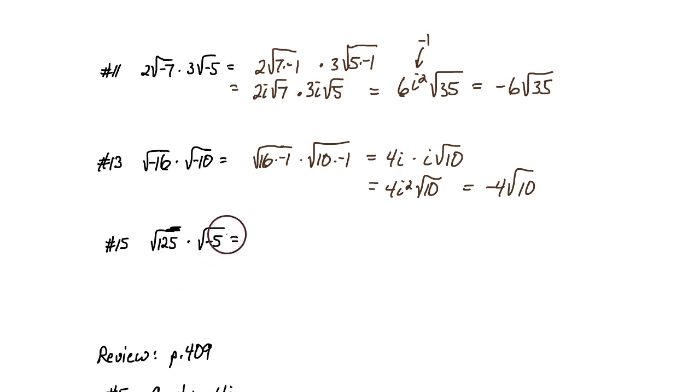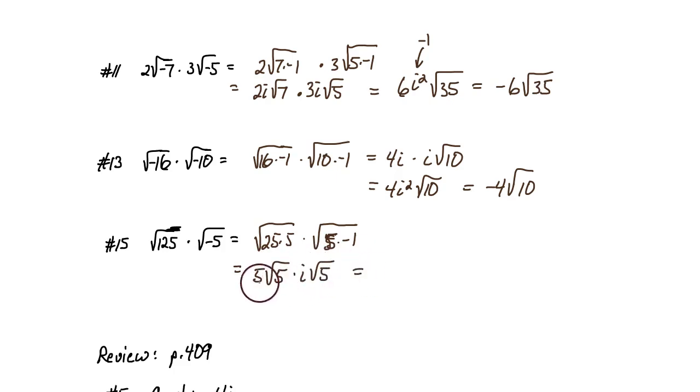Number 15. The square root of 125 factors as 25 times 5. And the other one has a negative in the radical, so we want to factor this as 5 times negative 1. This makes 5 square root of 5 times i square root of 5. 5 times i is 5i, and square root of 5 times square root of 5 makes 5. So the final answer is 25i.